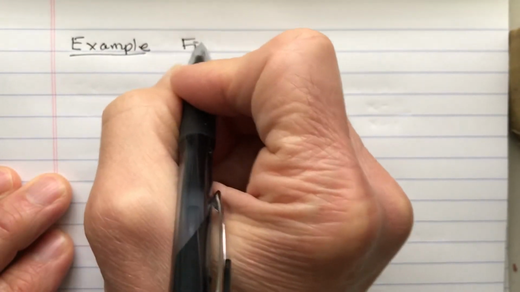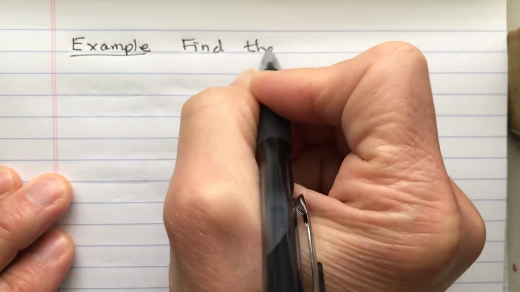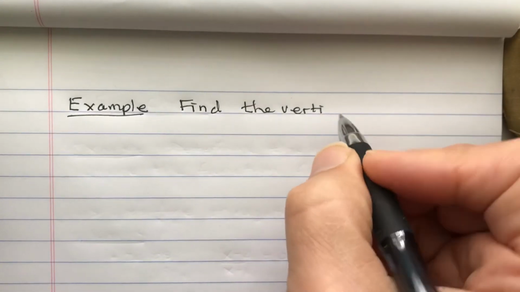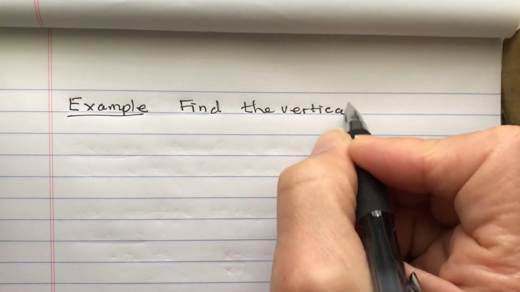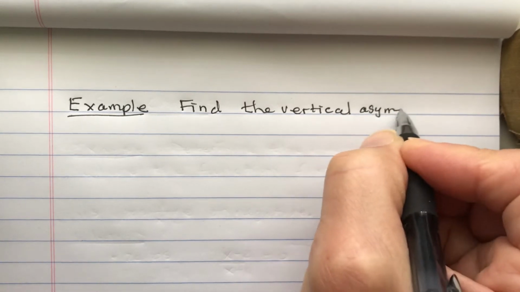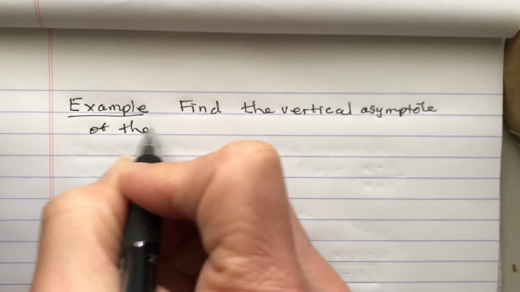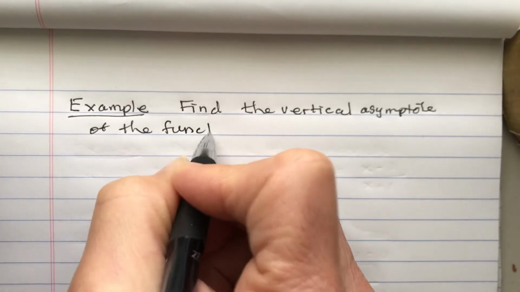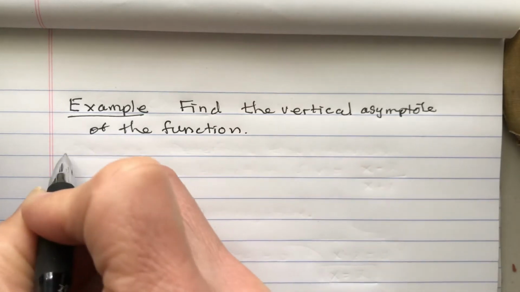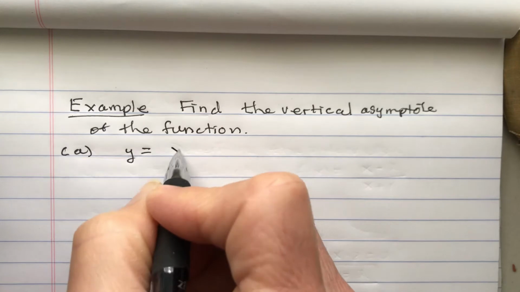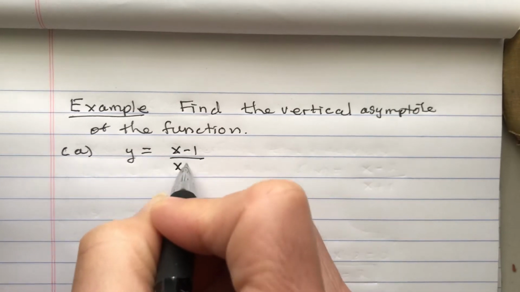In this example, we are going to find the vertical asymptotes of the function. This is, continuing with rational functions. All right, I'll have x minus 1 over x plus 3.